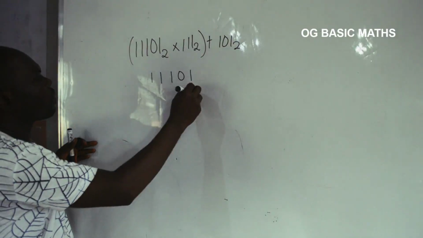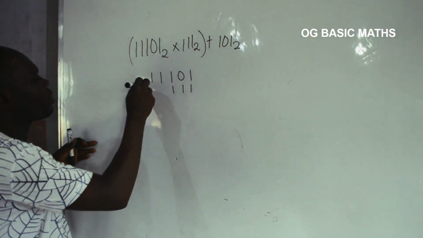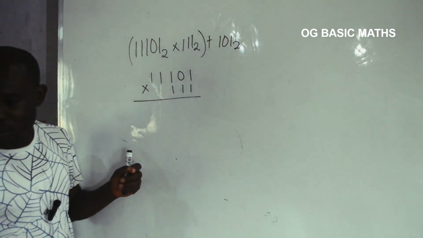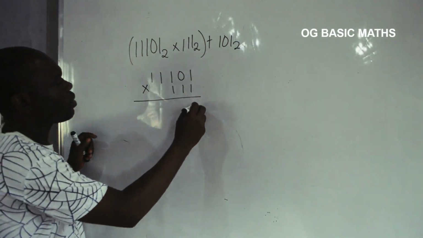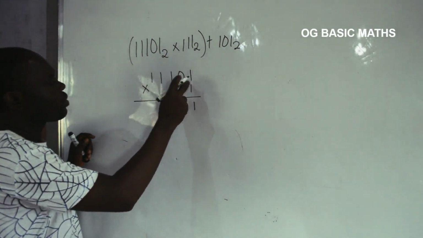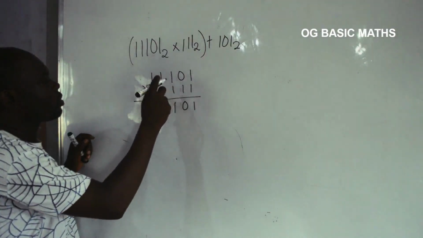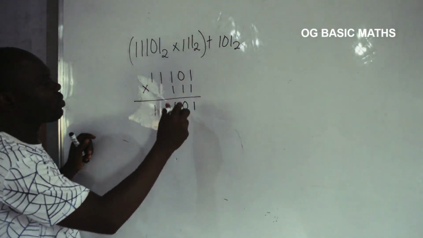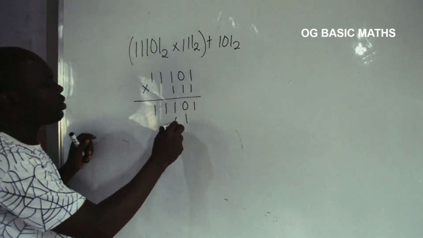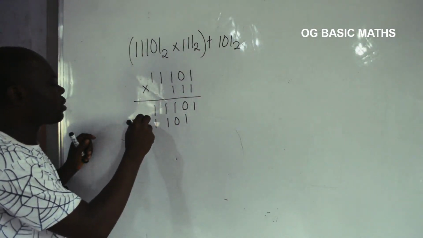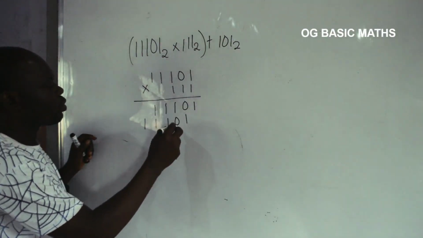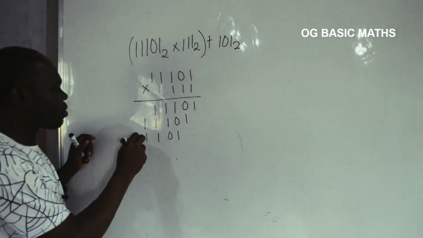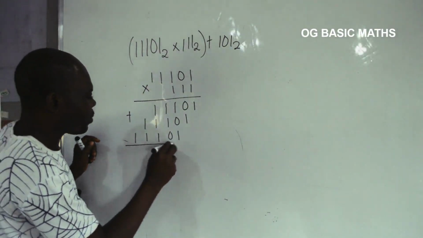11101 times 111. Put your multiplication sign. Okay, 1 times 1 is what? 1. 1 times 0 is 0. 1 times 1 is 1. 1 times 1 is 1. Again, 1 times 1 is 1. 1 times 0 is 0. 1 times 1 is 1. 1 times 1 is 1. 1 times 1 is 1. This one, 1 times 1 is 1. 1 times 0 is 0. 1 times 1 is 1. 1 times 1 is 1. 1 times 1 is 1.